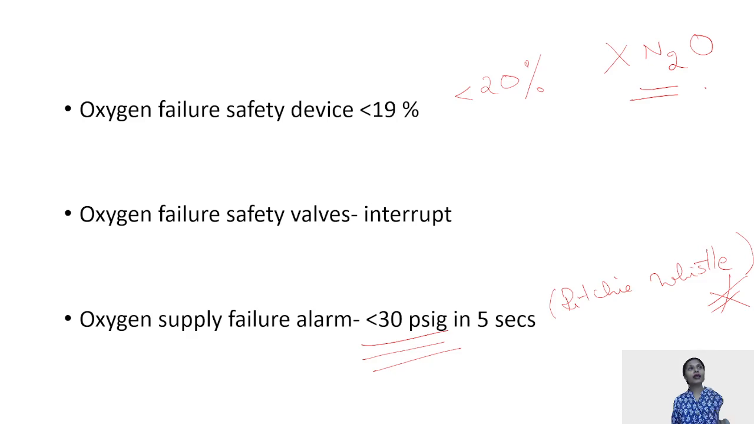We have a standardized percentage of oxygen, that is, a minimum of say 30 or 33% has to be delivered to the patient. The rest 70% is your nitrous oxide. But if this percentage changes to 90-10 or 80-20, then the nitrous oxide supply is going to stop. So this is the mechanism between all these failure safety devices.